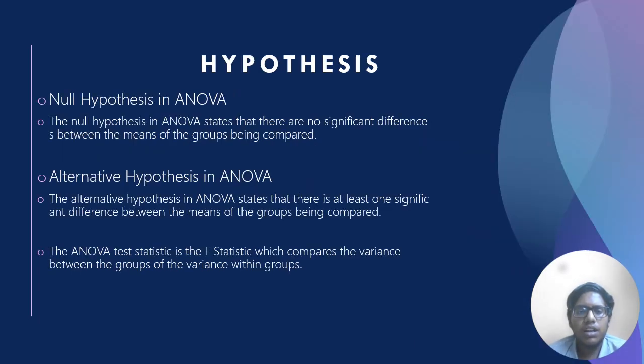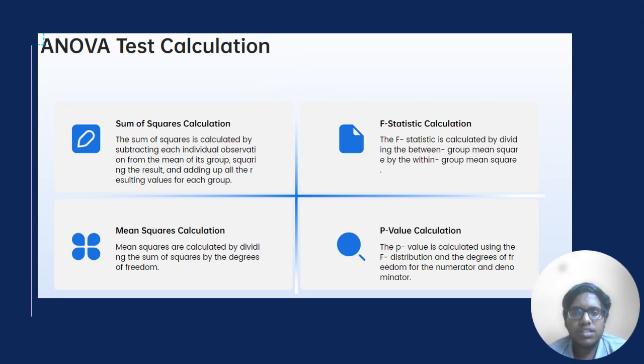Hypothesis. Null hypothesis in ANOVA. The null hypothesis in ANOVA states that there are no significant differences between the means of the groups being compared. Alternative hypothesis in ANOVA. The alternative hypothesis in ANOVA states that there is at least one significant difference between the means of the groups being compared. The ANOVA test statistic is an F statistic, which compares the variance between the groups to the variance within the groups.